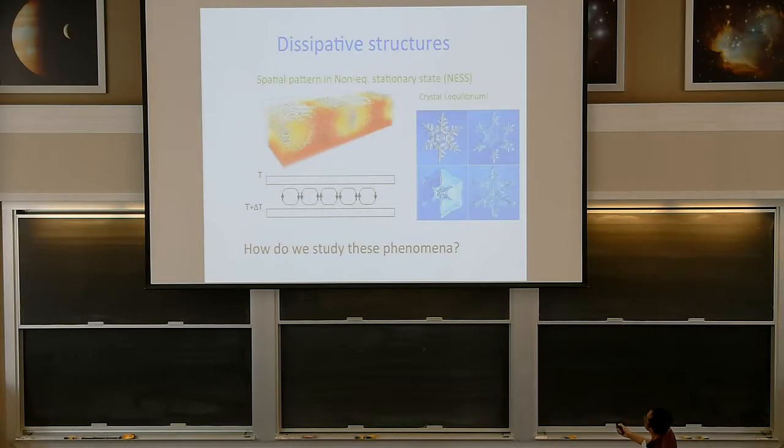This is an example of a crystal shape. Of course, equilibrium systems can also show very interesting patterns like this. But for this, we know the principles. In principle, by giving the Hamiltonian microscopic description and using the maximization of entropy and the Gibbs ensemble, the Gibbs measure, one can describe what kind of shape appears for a given temperature and pressure and so on. But for non-equilibrium systems, we still don't know.